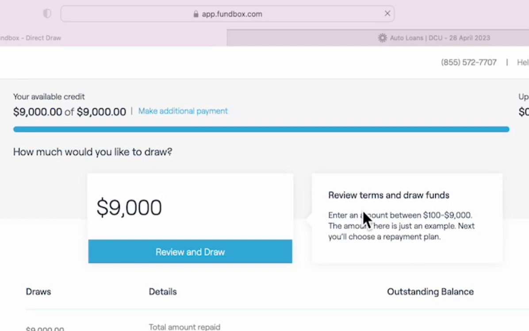So obviously, it's asking right here how much would you like to draw. If you get approved, let's say you get approved for, I got approved for 9,000. I did this at the end of 2021, so I don't use it much. What I tell people all the time, sometimes on these lines of credit like this, I would use the line of credit for consolidation. Like if you want to consolidate maybe a credit card that you have that has a balance on it, if it's a personal credit card, it's reporting to utilization.